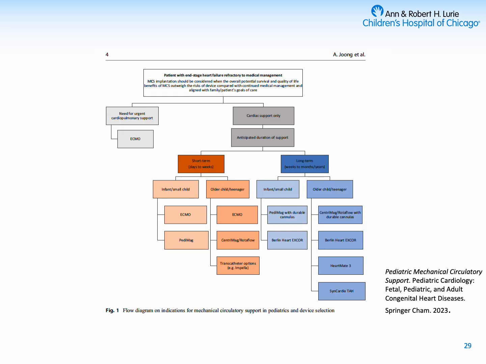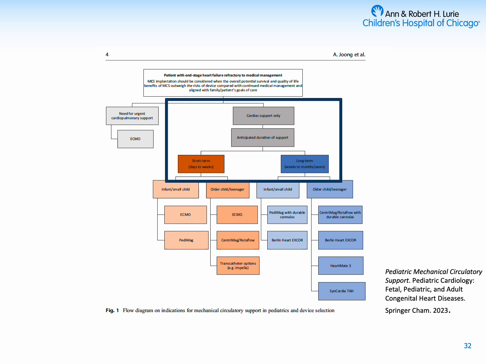This flow diagram provides a framework for device selection in pediatrics. Broadly, MCS implantation should be considered when the overall potential survival and quality of life benefits of mechanical support outweigh the risks of device compared with continual medical management and aligns with the family and patient's goals of care. In patients with critical cardiogenic shock in need of full cardiopulmonary support, then VA ECMO is appropriate.